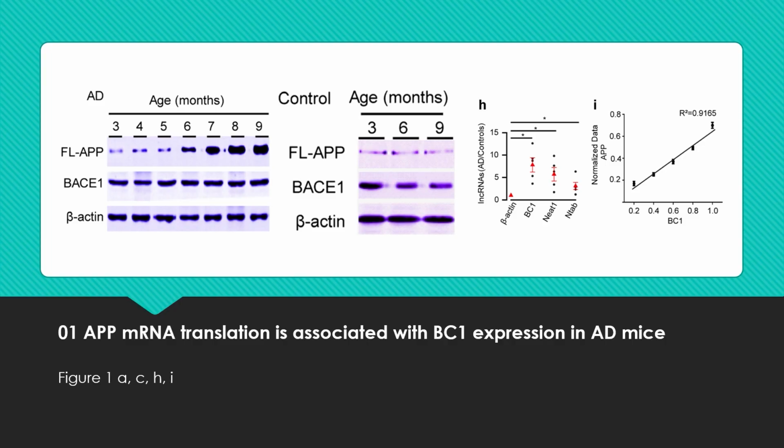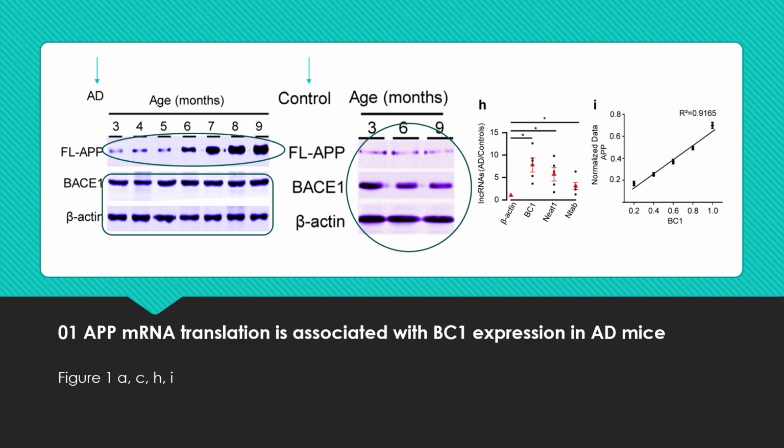Examining figure 1, we see control versus Alzheimer's mice. In controls, levels of full-length APP and BACE1, a beta secretase, and beta-actin are relatively stable, indicating normal APP processing. In contrast, Alzheimer's mice show a significant increase in APP from 6 months onward, suggesting enhanced APP translation leading to excess amyloid beta. Yet, BACE1 and beta-actin levels remain unchanged, pinpointing the role of APP overproduction and amyloid beta plaque formation.